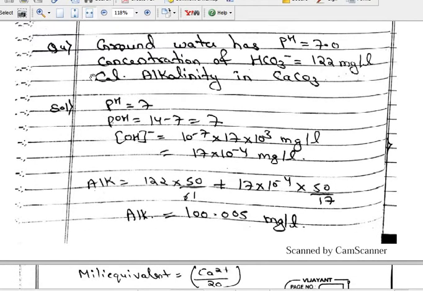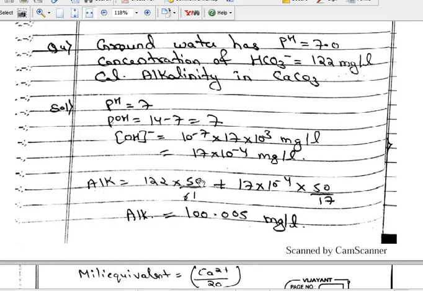Okay, next one you see here. Groundwater has pH equal to 7. One groundwater sample you have, that has pH of 7, and concentration of bicarbonate is given as 120 mg per liter. So calculate the alkalinity in terms of CaCO3. Same thing we have just seen. pH is 7, so pOH is also 7, and from that the OH minus ion concentration we have calculated as 10 to the power minus 7 moles per liter. So we have converted it to mg per liter by multiplying with 17 and 10 to the power 3. So it is 17 into 10 to the power minus 4 mg per liter.